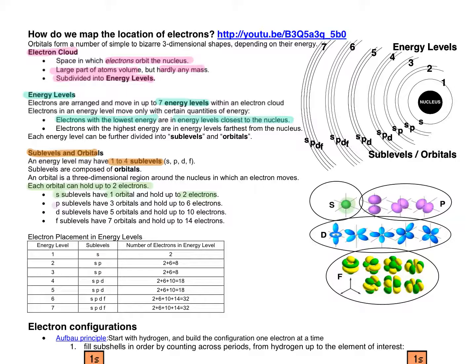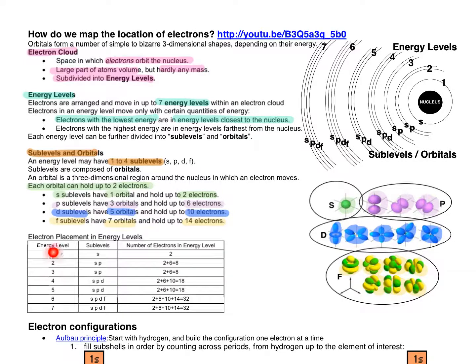The P has 3 orbitals, 1, 2, 3. So 3 times 2 would be 6 total electrons. The D sublevel has 5 orbitals, 1, 2, 3, 4, 5, each of which can hold 2 electrons, for a total of 5 times 2, which is 10 electrons. The F sublevel has 7 orbitals. So if I have 7 orbitals and they're very bizarre shapes, 1, 2, 3, 4, 5, 6, 7, each of which holds 2 electrons, that gives me a total of 14 electrons.